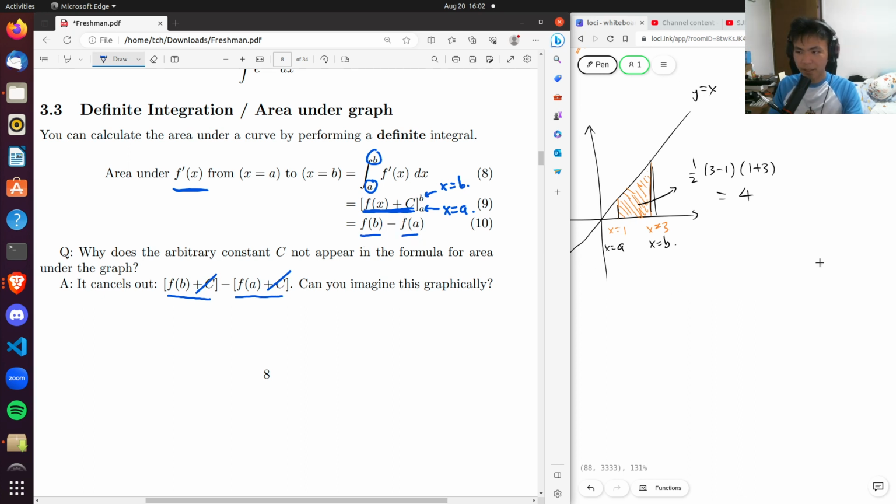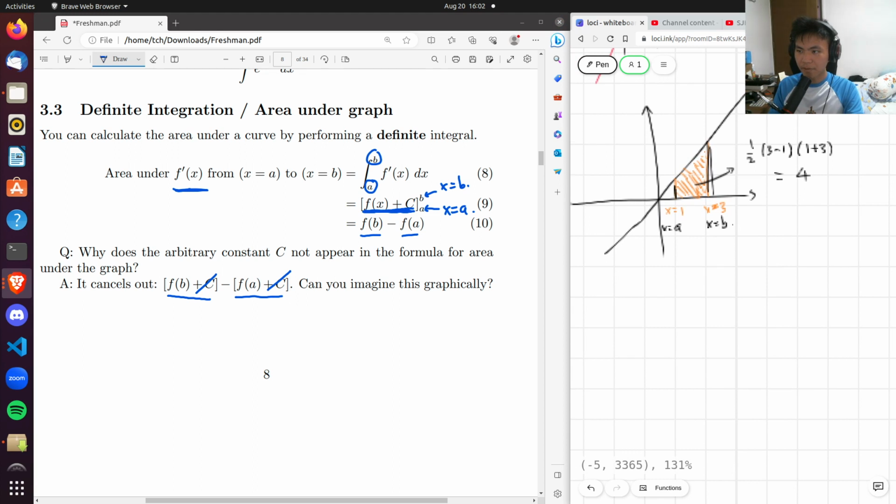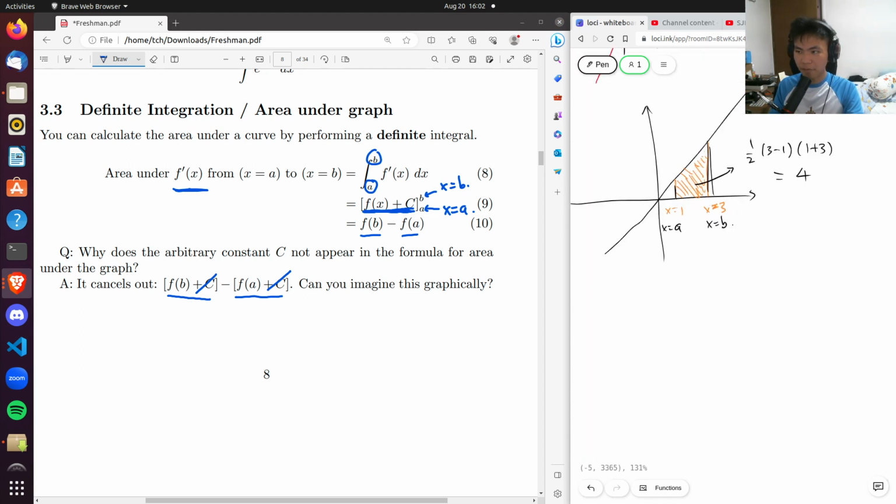So what this means is that, suppose I have this graph over here. This graph is f of x equals x. If I integrate x with respect to dx from 1 to 3, then by the principle I just described, this definite integral should give me the area under the graph of y equals x, which is this graph that I plotted over here. It should give me the area under the graph from x equals 1 to x equals 3, which is what I calculated previously using the trapezium rule.